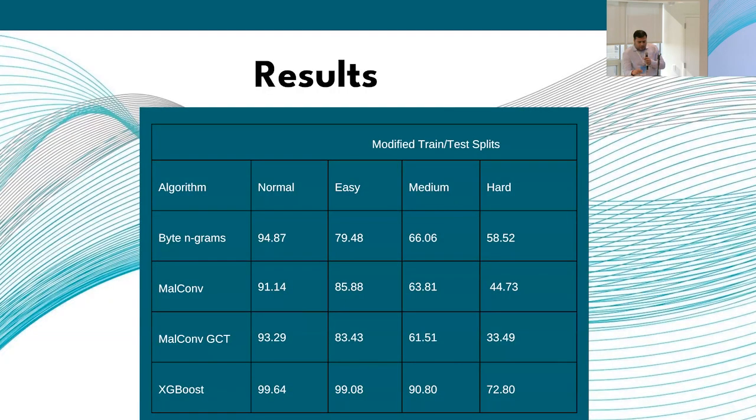So now that we obtained a total of 30 splits, we got 4 malware classifiers, which are byte engrams, Malcolm GCT, and the XGBoost model.